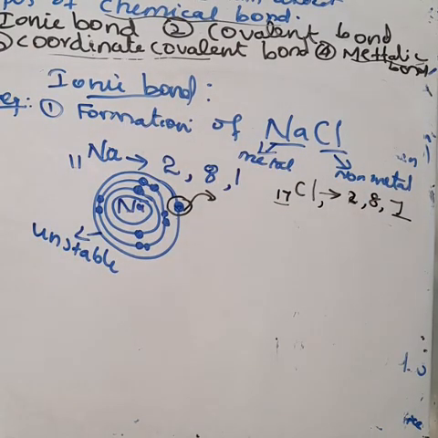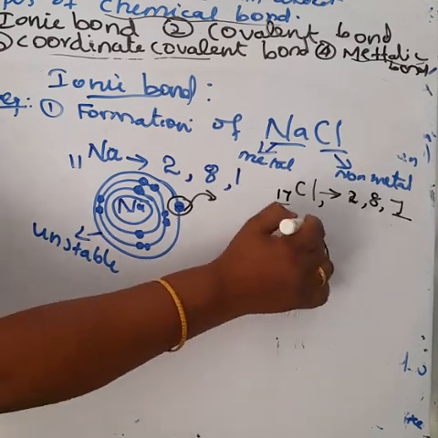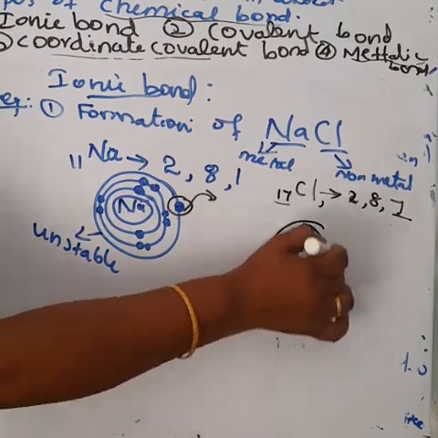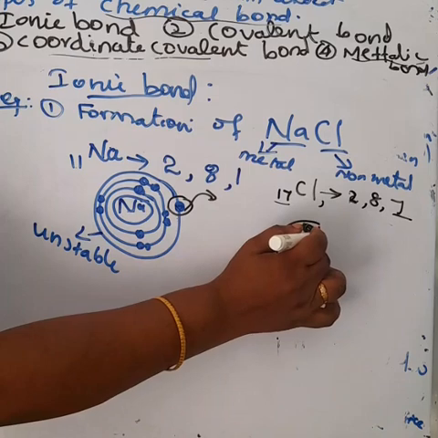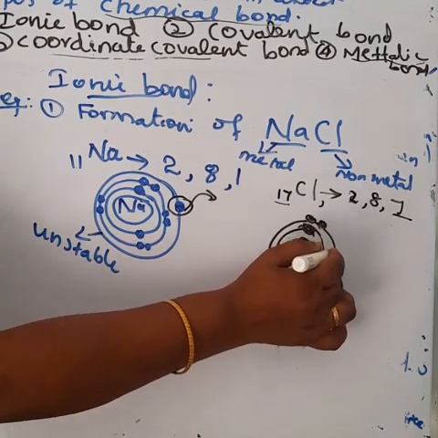This is the chlorine nucleus. First orbit 2 electrons, second orbit 8 electrons, last orbit only 7 electrons.